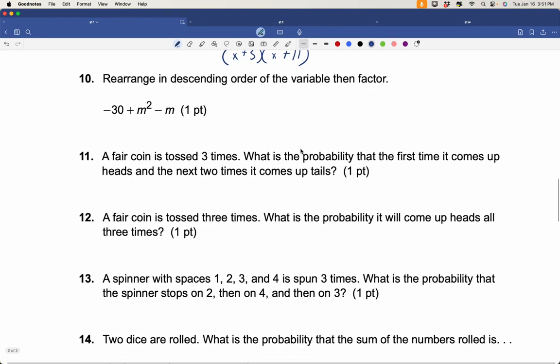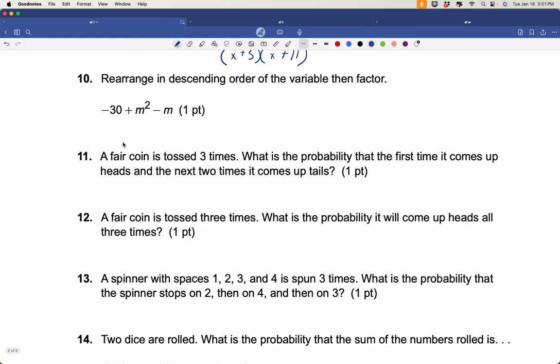We're going to rearrange this one. Not very hard. M squared minus m minus 30. We're going to factor that. We're looking for negative 30 that when combined gives us a negative 1. So that is going to be negative 6 and a positive 5, which when multiplied gives us negative 30. When combined gives us a negative 1. So m minus 6, m plus 5.